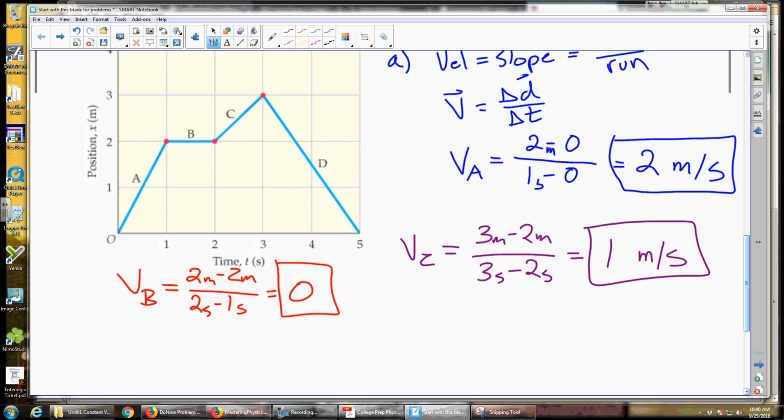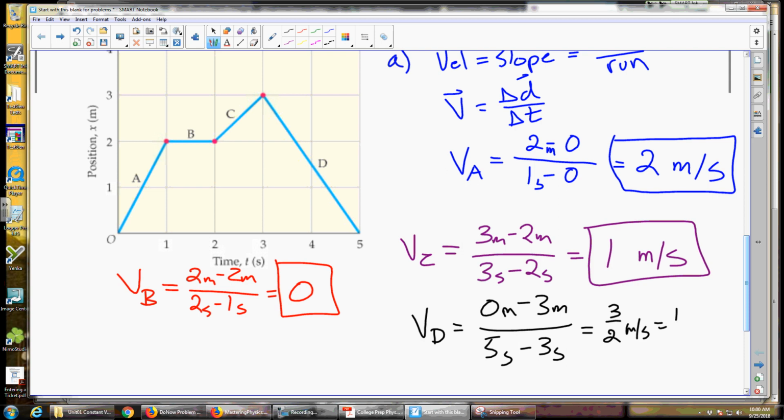And I should be doing 3 sig figs in all these. I'm looking at our time. And for D, I end up at 0. I start at 3 meters. I end up at 5 seconds. I start at 3 seconds. So that's 3 over 2 meters per second, or 1.50 meters per second. And I should be 3 sig figs on all of these. Sorry about that. I'll sneak it in. There we go.